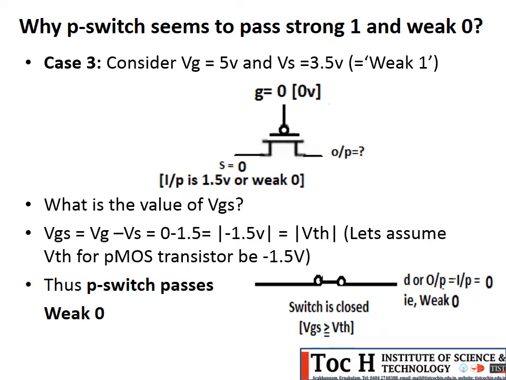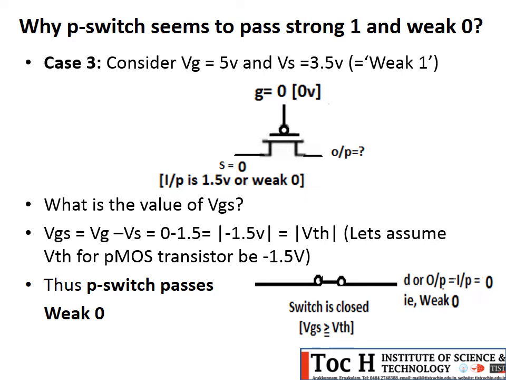So what is the value of Vgs? Vgs is Vg minus Vs, that is 0 minus 1.5, which is equal to minus 1.45 volt, and this is nothing but our threshold voltage for the PMOS transistor. So our P switch will get closed for this condition, and it will pass the input to the output, and the input logic for this case is weak 0. So we will get weak 0 as the output.